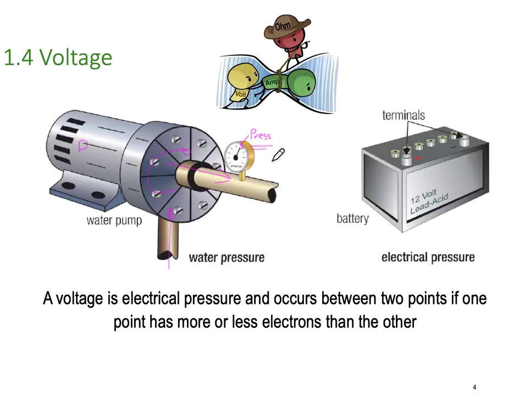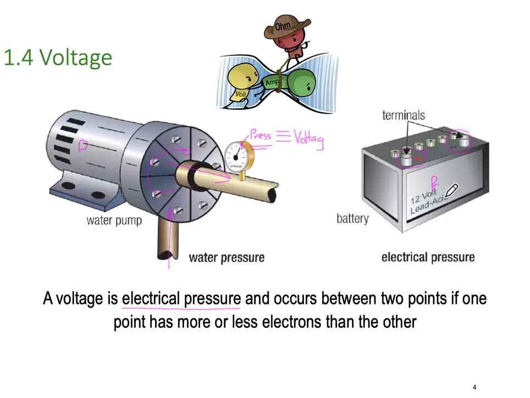So pressure equates, and I use three parallel lines, that's the symbol for equates, so pressure equates to voltage. Very important to understand. So a voltage is electrical pressure. So that's the important thing to understand here. Voltage is electrical pressure and occurs between two points if one point has more or less electrons than the other. So again, that's what we're doing here with our battery. And you can see we have a positive end and a negative end of the battery. And the battery is providing this electrical pressure.